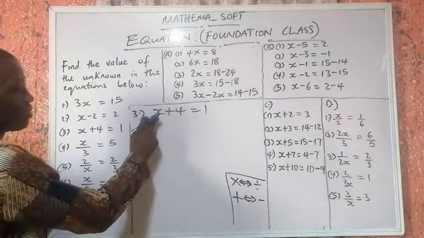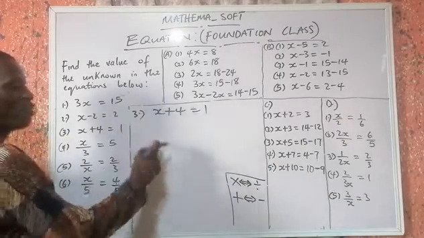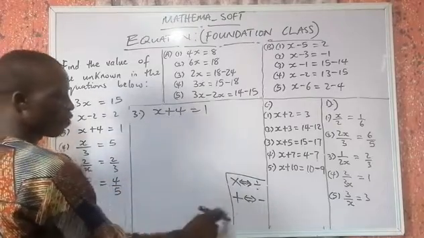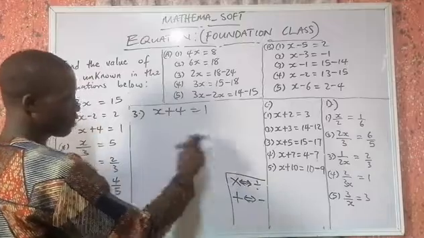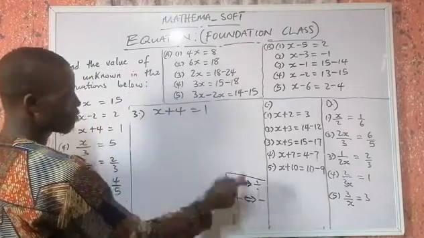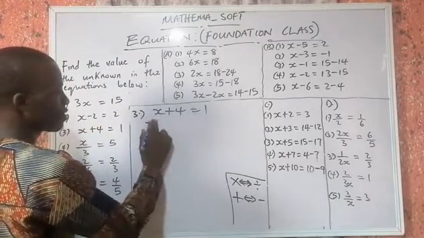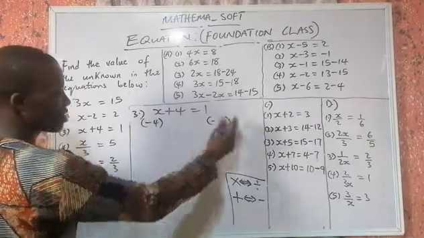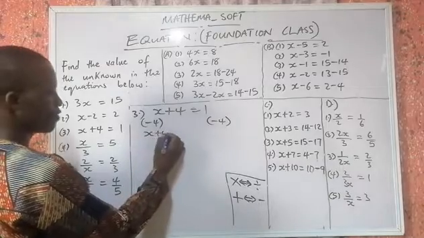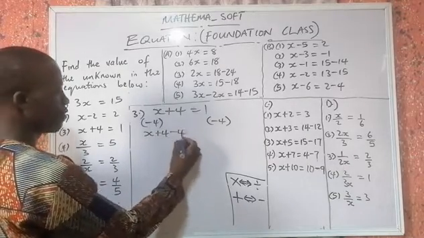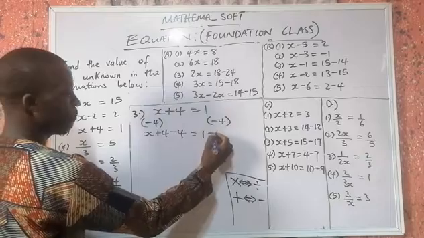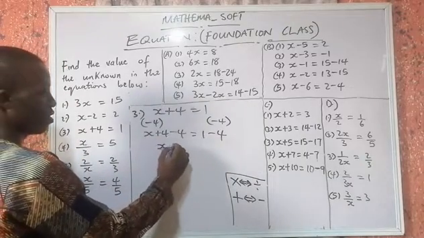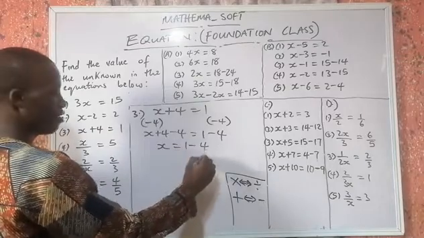The only thing that is disturbing this x from standing alone is this plus 4. What are we going to use to remove plus 4? We are going to use minus. Because it is plus we want to remove, we use minus. And because it is 4, we subtract 4 from what? Both sides. So that is x plus 4 minus this 4 equals 1 minus 4. So plus 4 minus 4 will give us 0. We have x equals 1 minus 4.